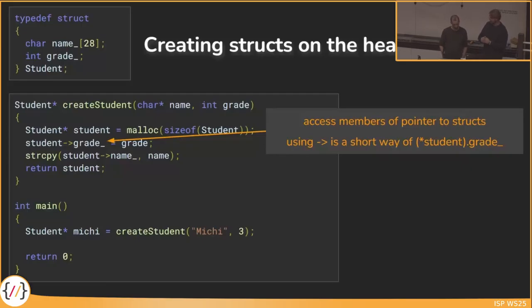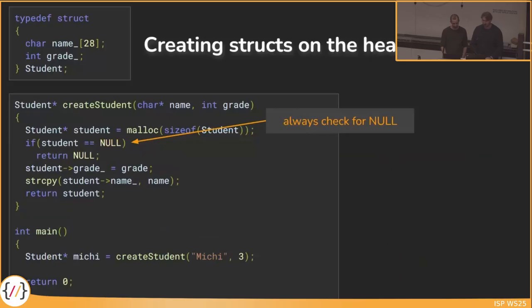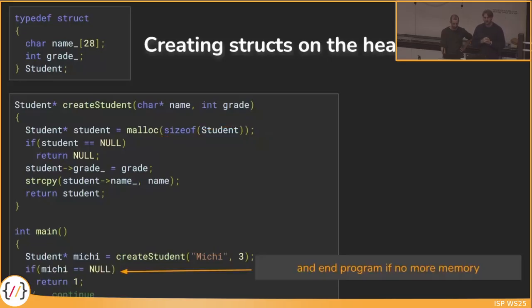But in this code snippet, there are some parts missing. As always, when we use malloc, we have to check if there is an error, so we have to check if the returned pointer is null. Of course, we also have to do that when we want to allocate structs on the heap. But we don't only have to do it in the create student function. We should also do this in our main function, because we want to end our program properly if there is an error.